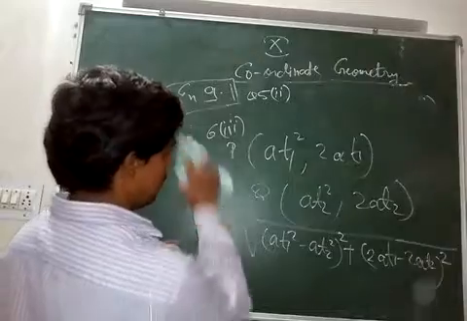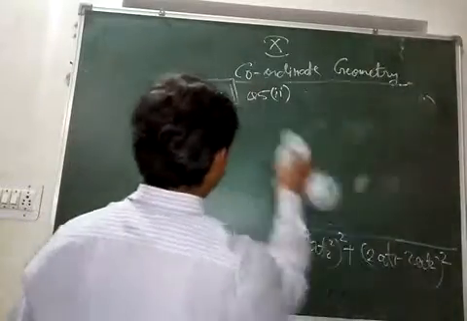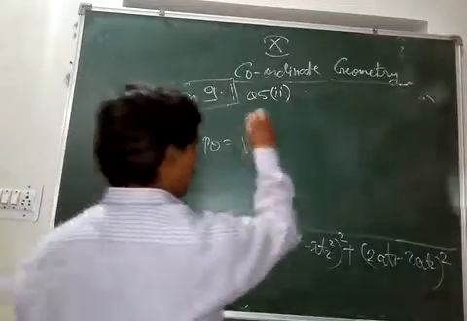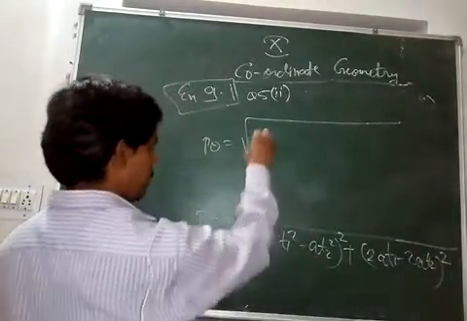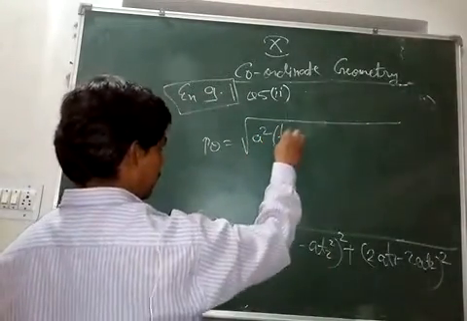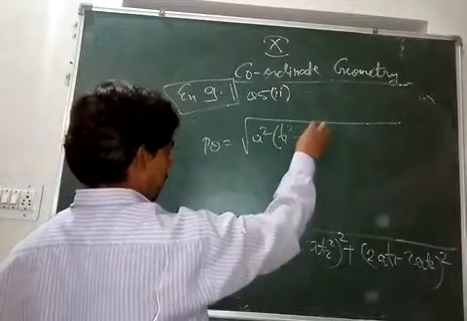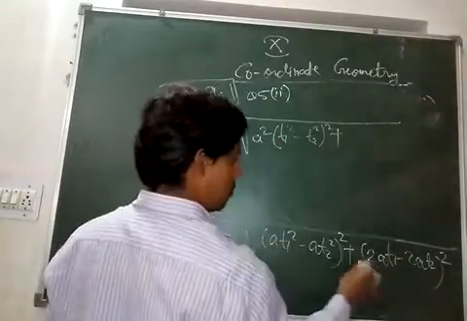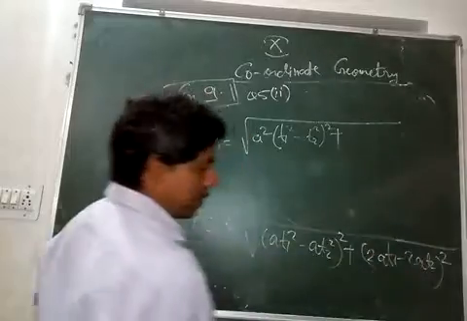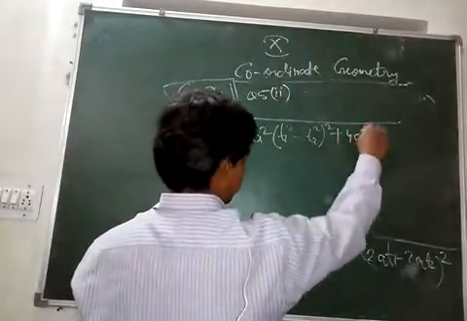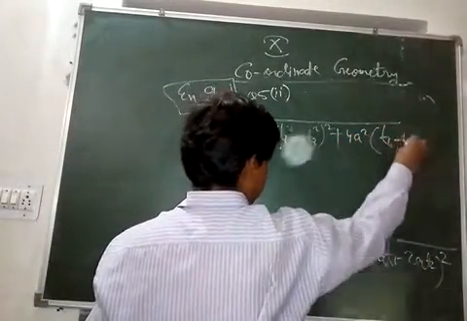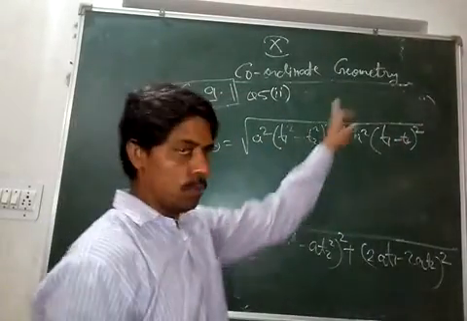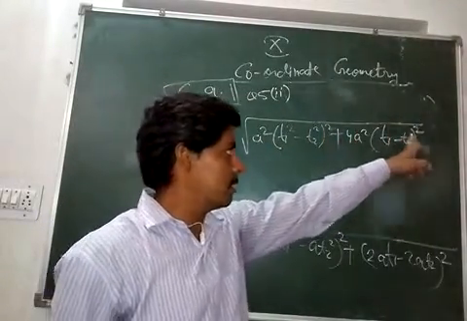We'll take something common here. So we are getting PQ is equal to the square root of a square, I am taking common, t1 square minus t2 square whole square, plus here 2 square, I am taking 2a common, so that is 4a square, and it is t1 minus t2 whole square. So this is t1 square minus t2 square whole square, and this is t1 minus t2 whole square.